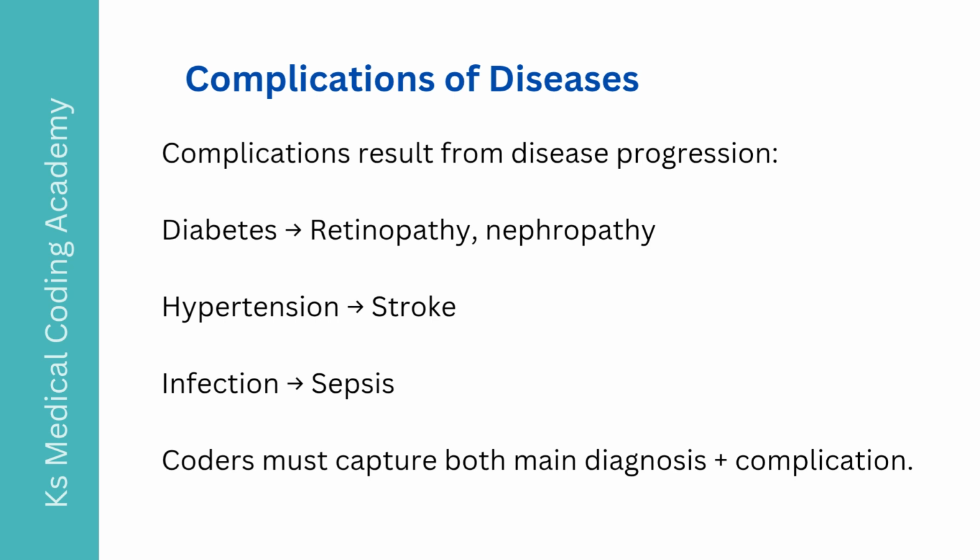Complications of diseases. Some diseases cause complications that must be coded separately. For example, diabetes may lead to neuropathy or kidney disease. Hypertension may lead to heart failure. In these cases, coders must connect the underlying disease with its complication using ICD-10 guidelines.